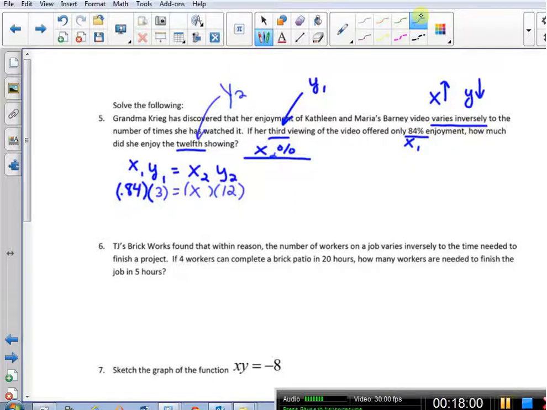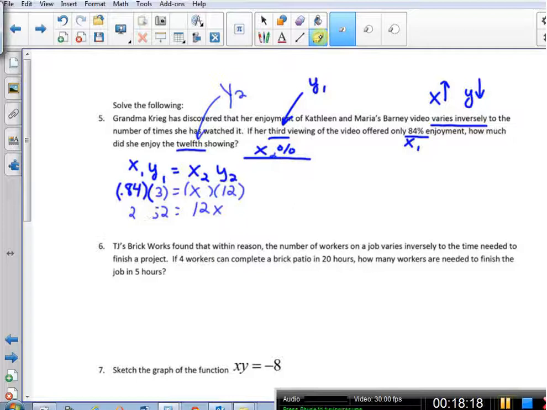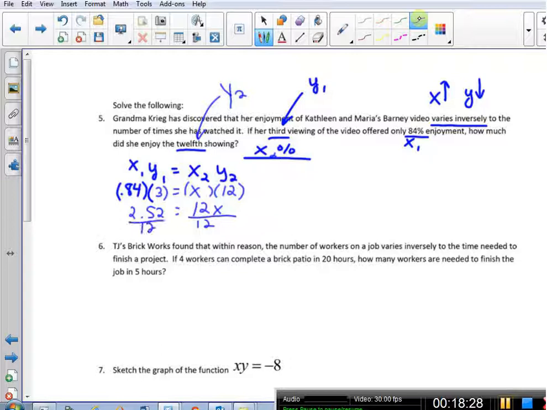So 3 times 0.84, we need to get that, is 2.52, 12x, and then we're going to divide that by 12. And so I get X is equal to 0.21, which is 21%. So that should make sense.